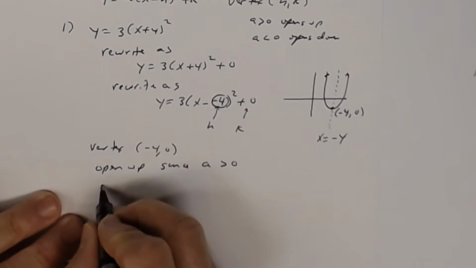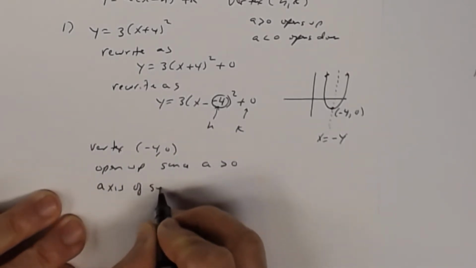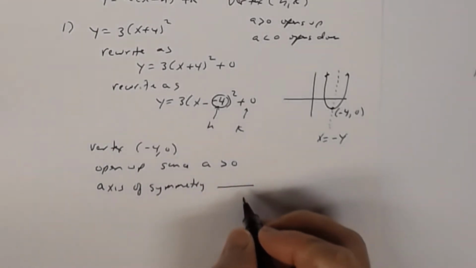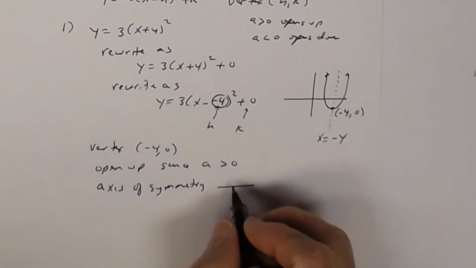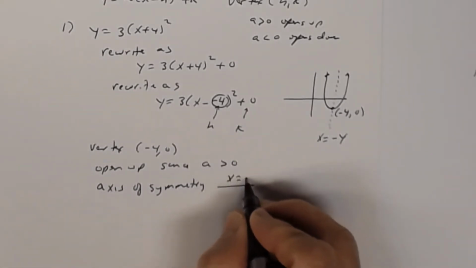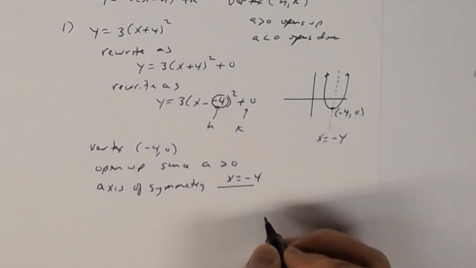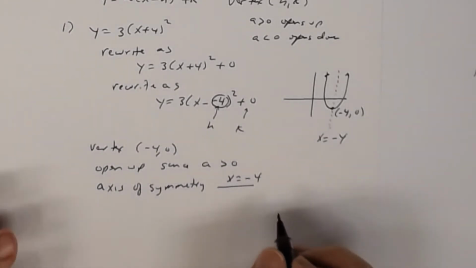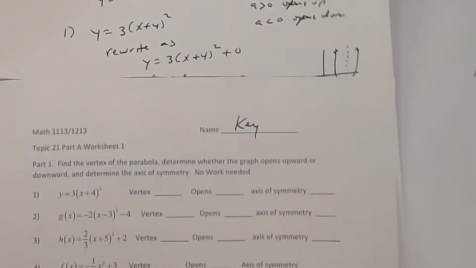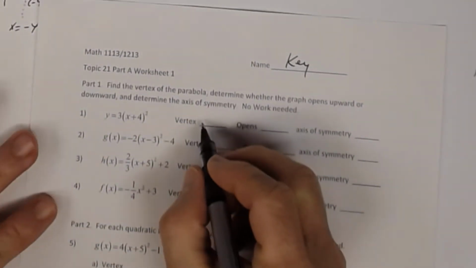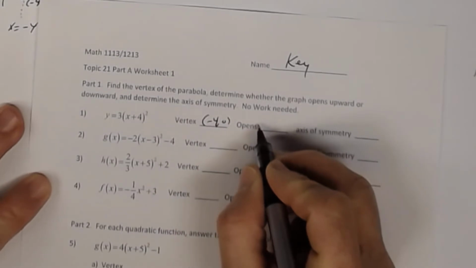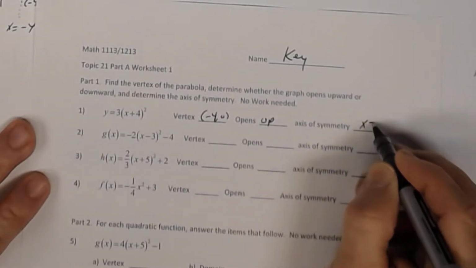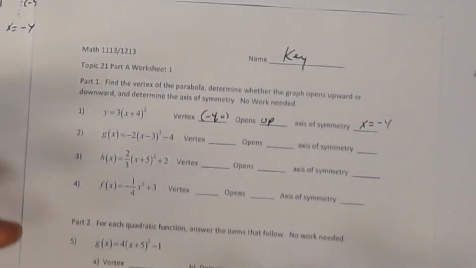Now, it's very important that you understand this so you don't lose points. When you're asked to determine the axis of symmetry, you are to write the equation of that axis. So just don't put negative 4. You have to say x equals negative 4. Don't just say negative 4. All right, so that was number 1. Based on this information, the vertex is negative 4, 0, it opens up since a is positive, and the axis of symmetry is x equals negative 4. And then you do the same thing for all of the remaining problems.